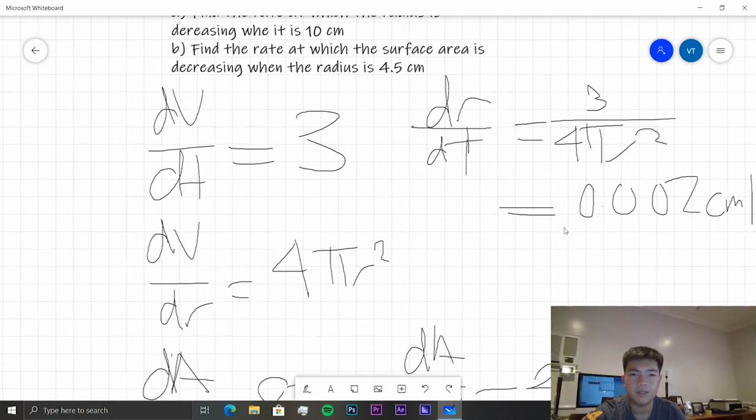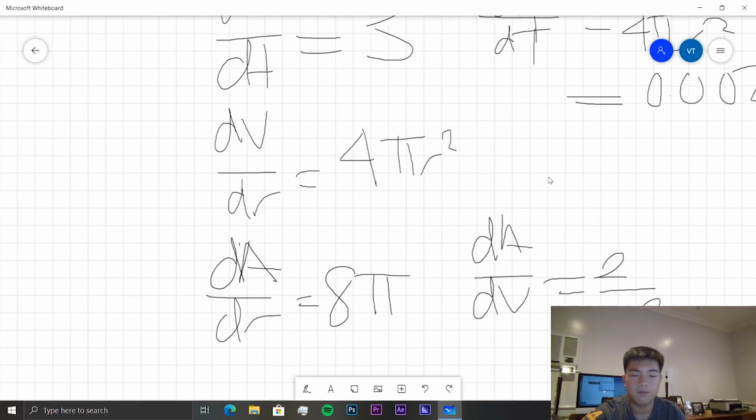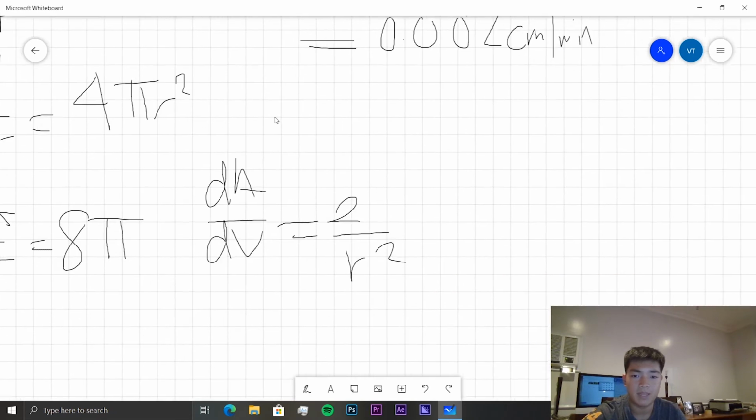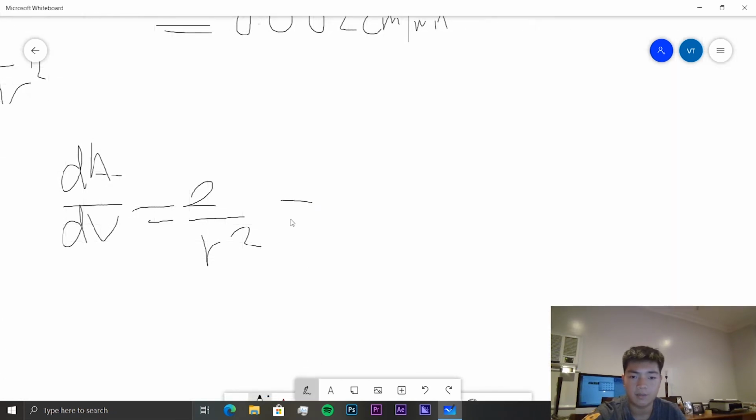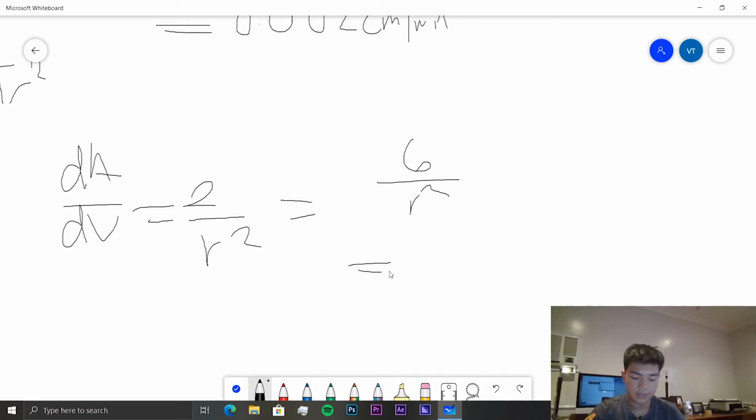2 over r squared, and then we're finally multiplying it by 3, so this is 6 over r squared. So this should be equal to 6 over 4.5 squared. So something like 0.296 cm squared per minute.